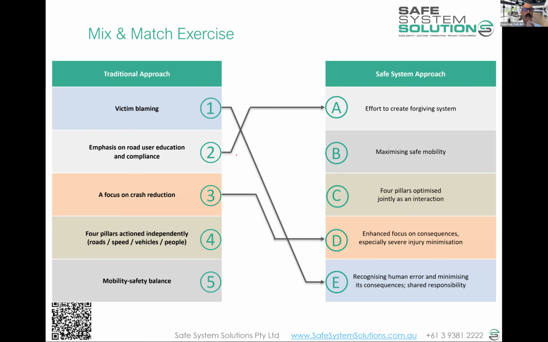Crash reduction moves to thinking about consequence and severe injury minimization. The four pillars move from acting independently to a joint interaction, optimizing the safety outcomes of that. And then the balance between safety and mobility: so just keeping things moving and killing and seriously injuring just enough of our community that we're comfortable with, versus saying safety is paramount and we can go as fast within that safety envelope as is appropriate.